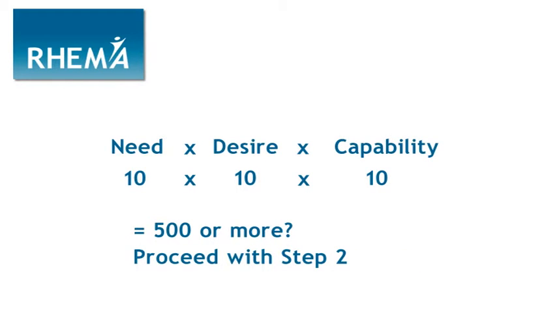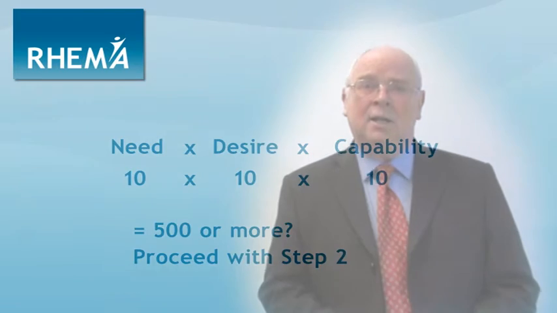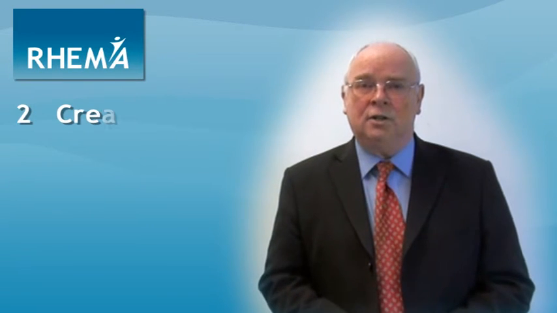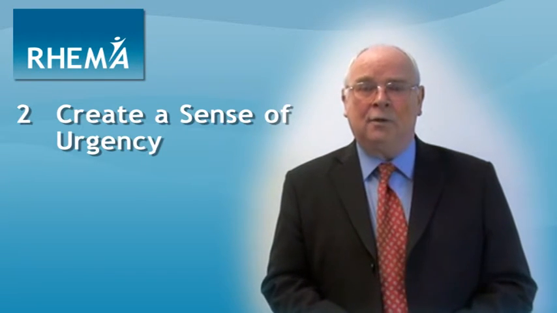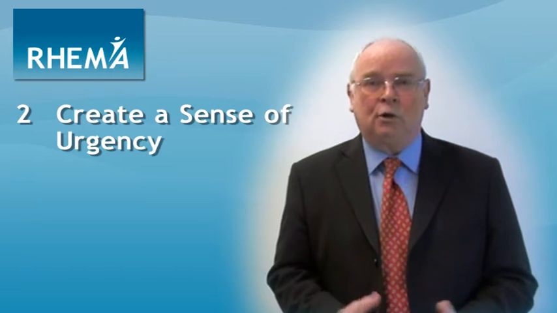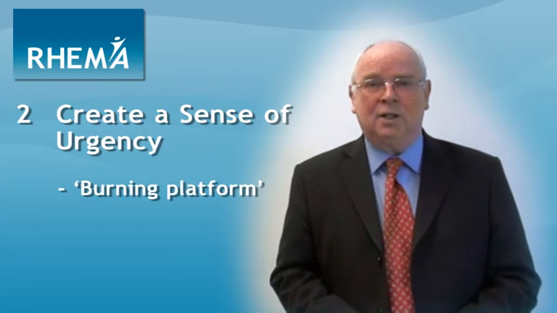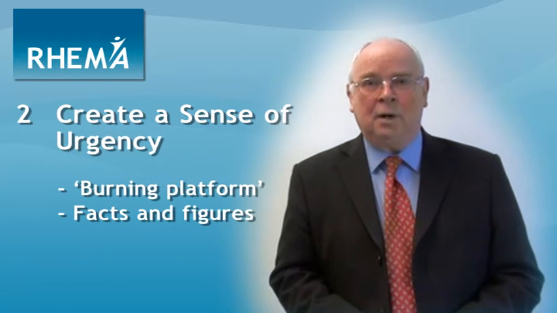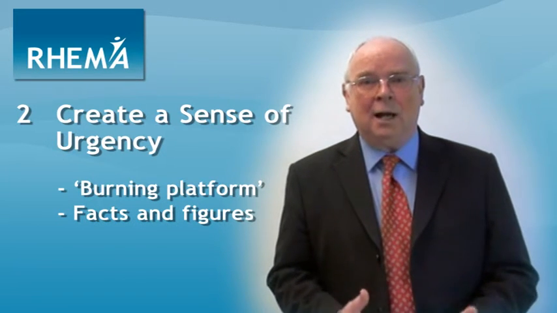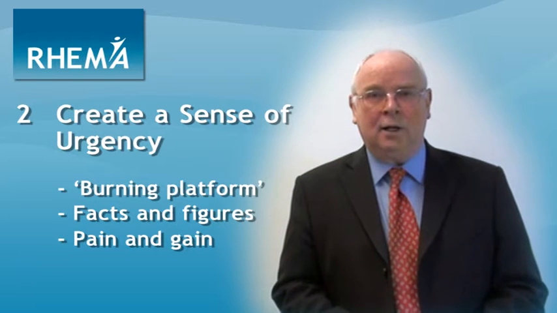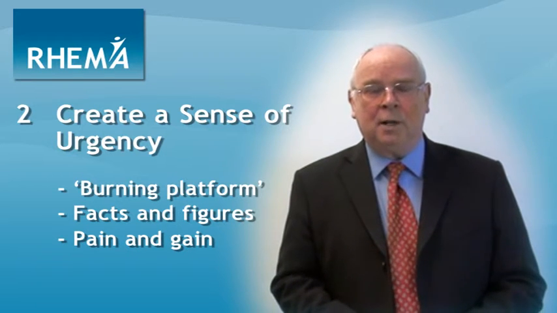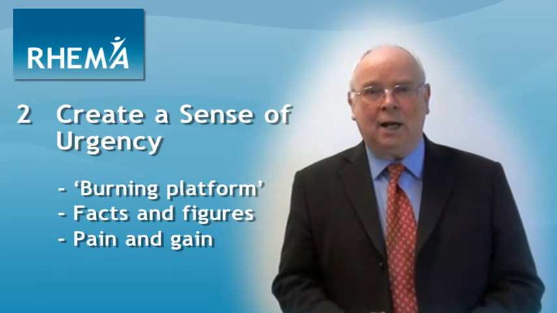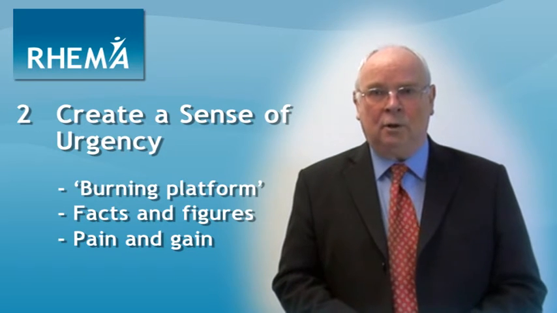Assuming the score is over a 500, therefore, step number 2 is you need to create a sense of urgency in the organisation about the change that you're planning. You need to create a burning platform. You need to spell out the facts and the figures that are causing you to have concern about the future. You need to spell out the level of pain or gain that needs to be addressed in order to get people's attention. Create a sense of urgency is step number 2.